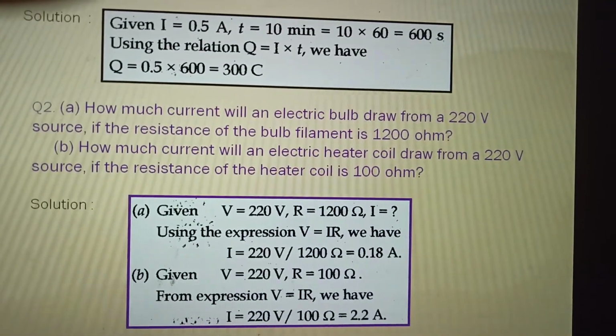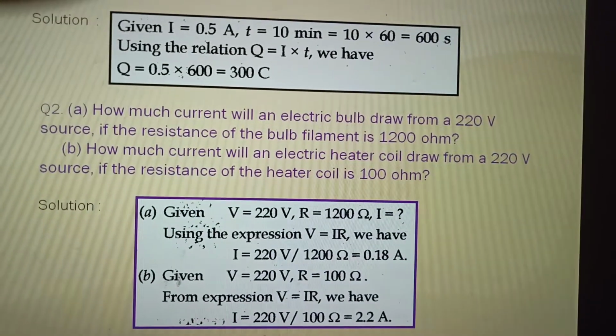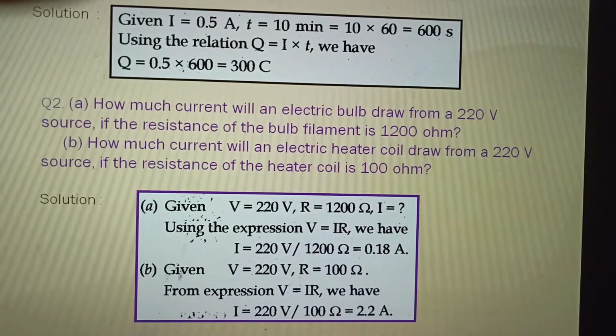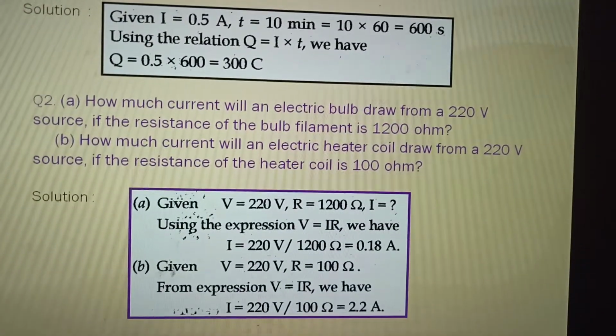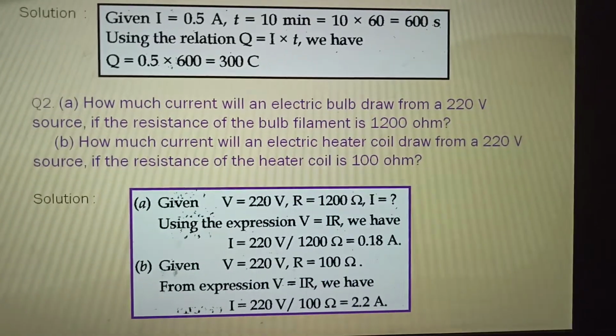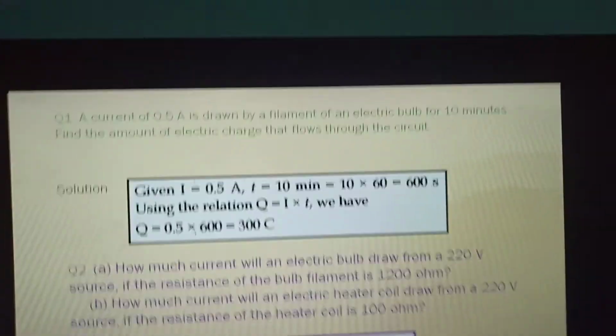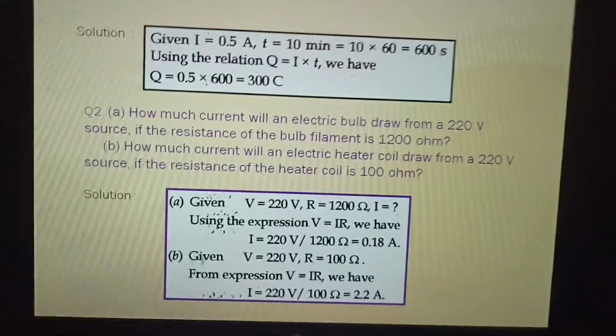Students, here I want to tell you that V equal to IR is a very important formula that will be used at various places. It will be used in many places, continuously. So keep in mind that V equal to IR is a very important formula related to electricity. These two questions we have done. Let us go to the next slide.